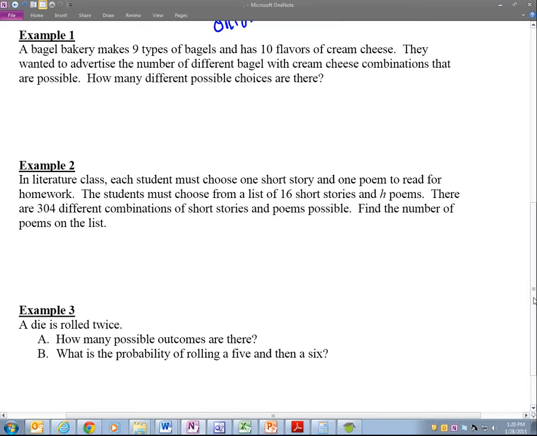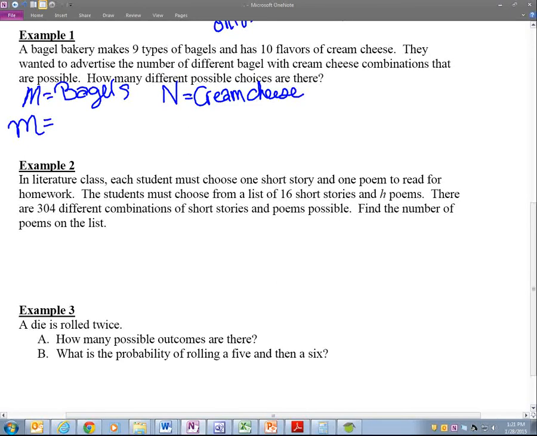That's a lowercase. We're looking for the uppercase M. It's an event. It's a noun. Bagels. Then the lowercase m, we'll get to that, but Vanessa, can you tell me what the uppercase N is? What's the other event? Cream cheese.